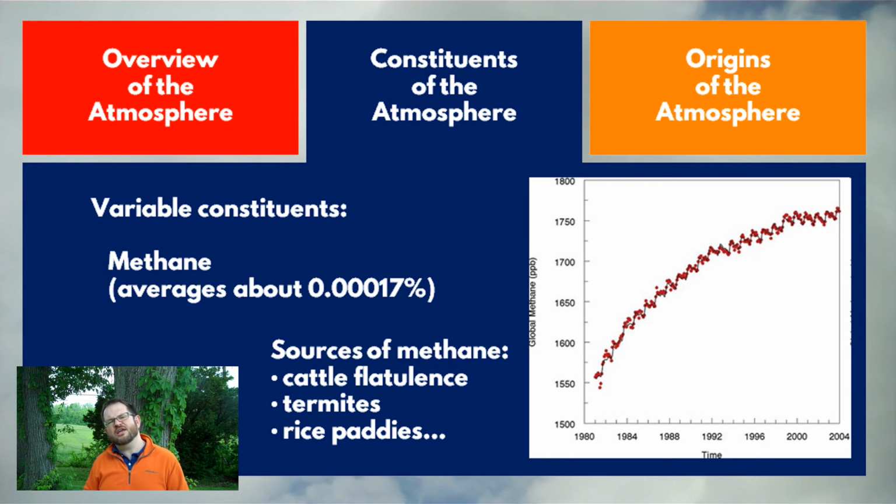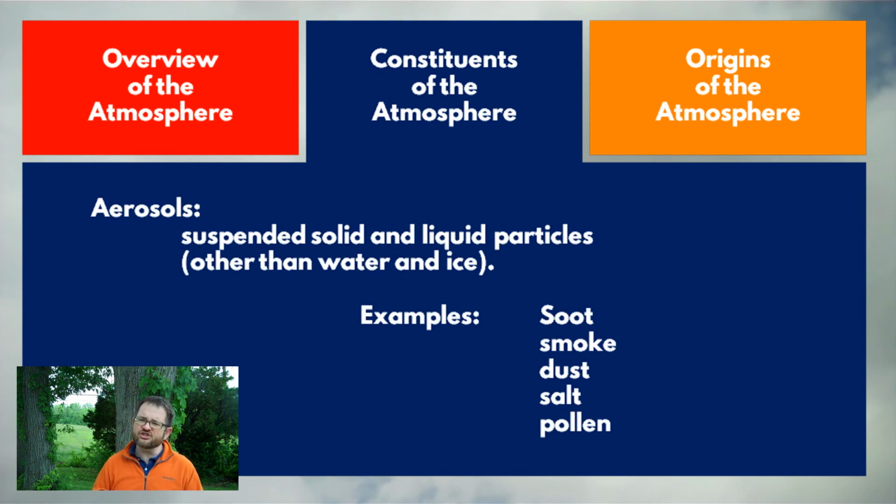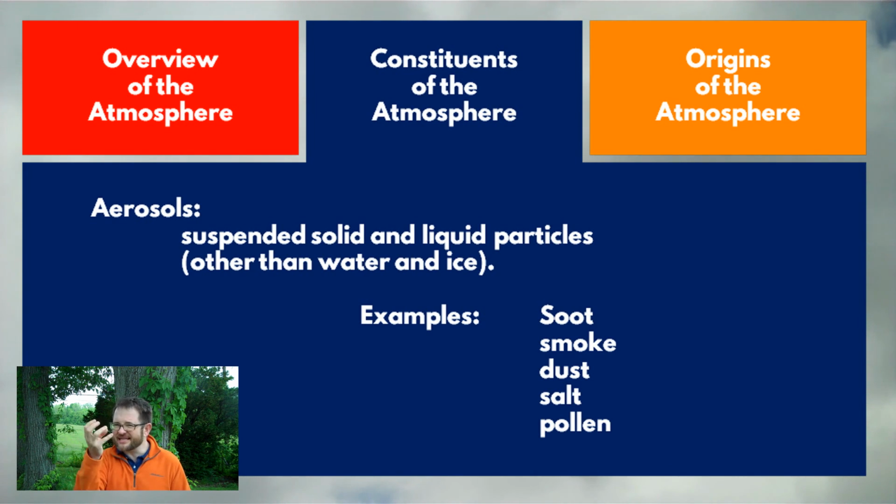Alright, if we go back and start talking about our original definition of what we meant by air. We said air is a mixture of these gases. They might be variable, they might be constituent gases, and aerosols. Let's take time to talk about that word aerosols for a minute. Aerosols are any kind of little particles of solid or liquid that are suspended in the Earth's atmosphere. This can be things like soot, smoke, dust, pollen, salt, etc. Little specks that are in the Earth's atmosphere.